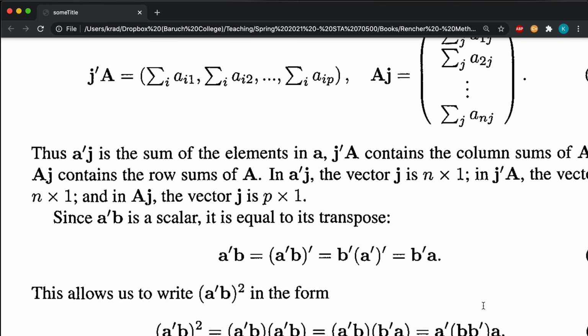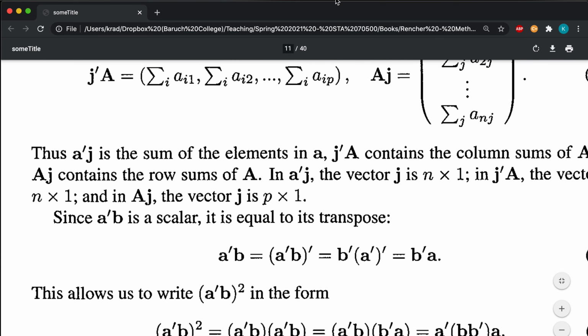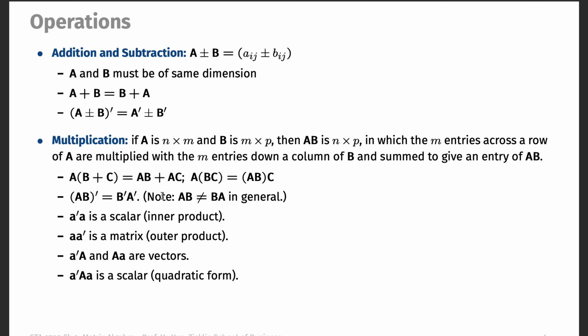And this other thing I wanted to emphasize is this. A transpose B is a scalar, so it's equal to its transpose, because the scalar is equal to its transpose. So A transpose B is A transpose B transpose. And what is this? It's B transpose times the transpose of A transpose. Where does this equality come from? Recall, AB transpose is the same as B transpose A transpose in general.